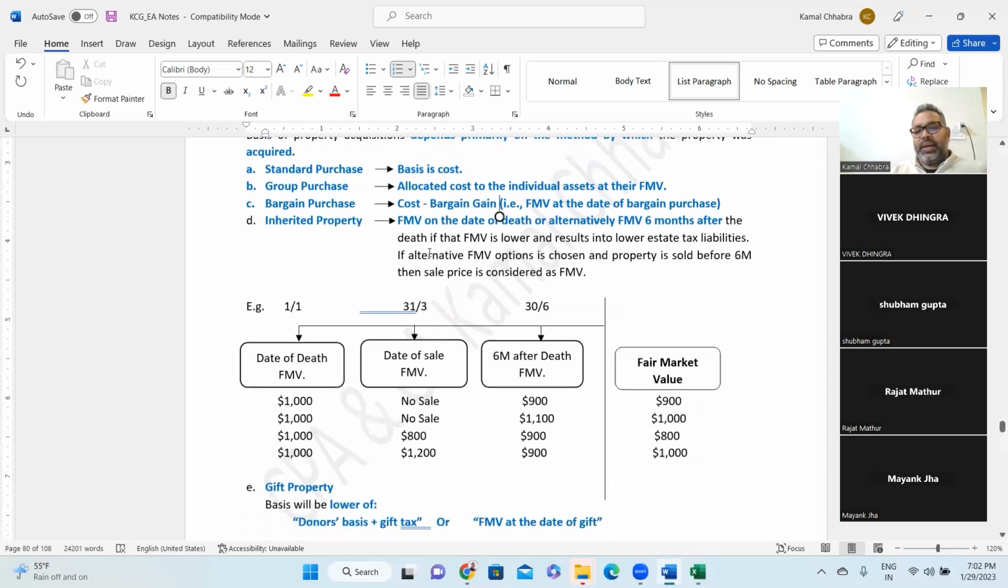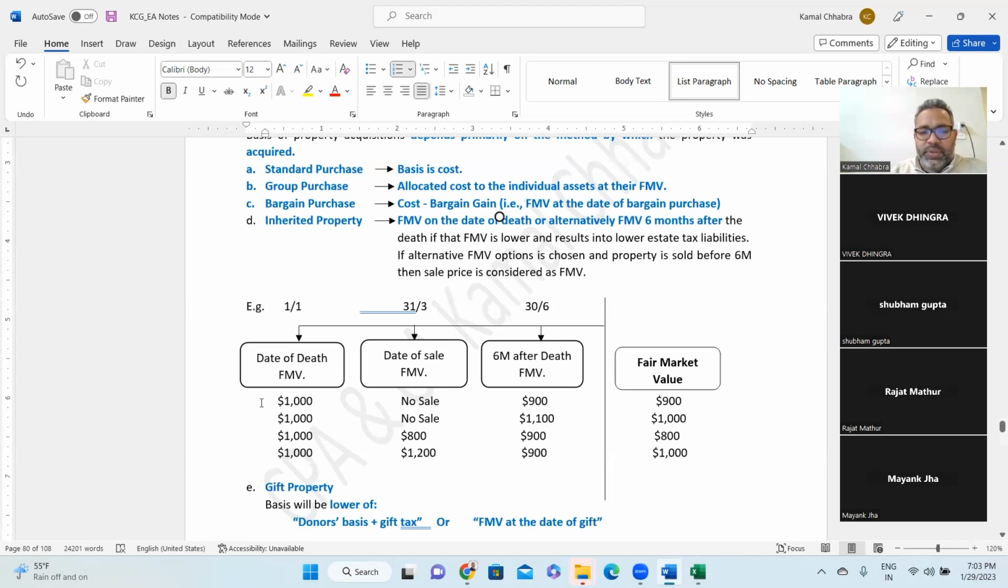So here is an example. Let's assume on 1st January somebody in the client's family has died. Let's assume the client's father has died. And on 1st January, the client has inherited the property. Let's assume $1,000 is the fair market value on that date. And on 31st March, let's assume he or she is selling either at $800, which is less than the fair market value, or at $1,200, which is more. Or the third option available is the fair market value 6 months after the death date. So let's assume 4 scenarios: $900, $1,100, $900, and $900.